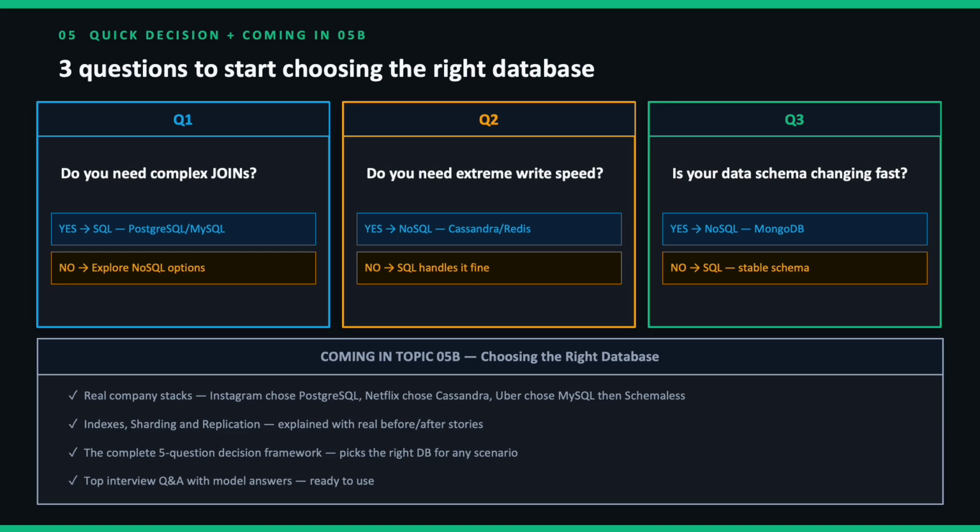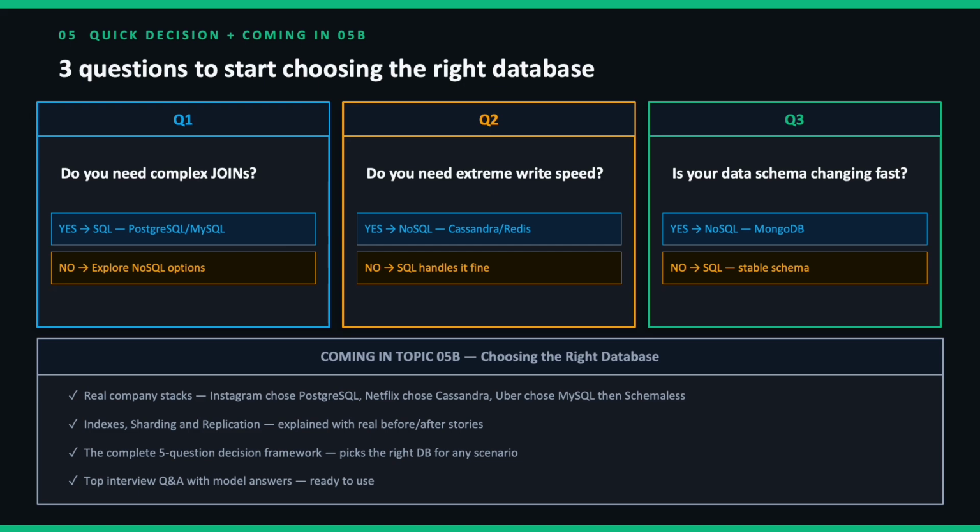Question number 3: is your schema changing rapidly? If yes, go for NoSQL. MongoDB gives you the flexibility to evolve without migration. If no, SQL. A stable schema is actually a strength with SQL. Now, these three questions are a starting point. The full picture is in topic 5 part B.